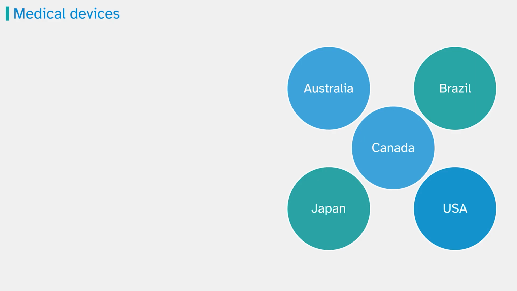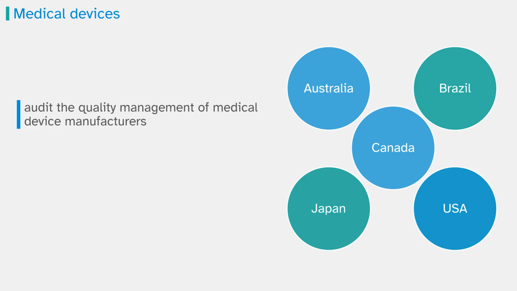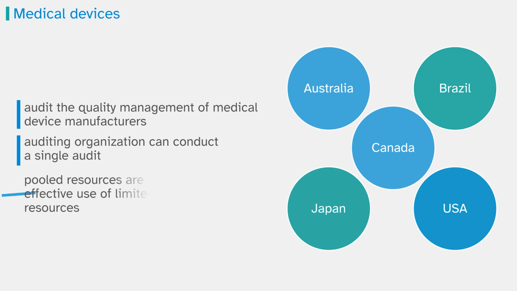The third-party auditing organisations audit the quality management systems of medical device manufacturers. MDSAP permits an auditing organisation to conduct a single regulatory audit that satisfies the requirements of the regulatory authorities that participate in the programme. The pooled resources are used to establish and maintain oversight of auditing organisations, resulting in more effective use of limited regulatory resources.